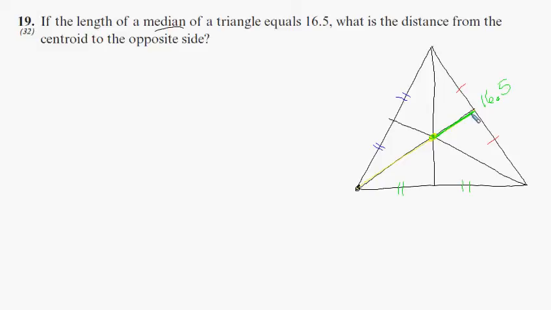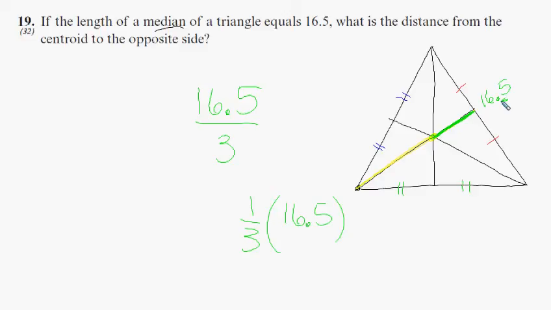What you should know is that this segment right here is 2/3 of the entire distance, which means that this is 1/3 of the entire distance. If that's the case, and we know the entire length is 16.5, certainly we could divide 16.5 by 3, because that's going to be 1/3, or we could say 1/3 of 16.5. Because this is 1/3 of the entire segment.